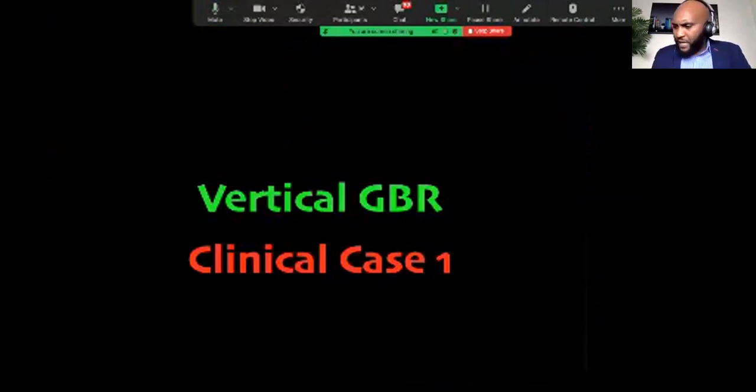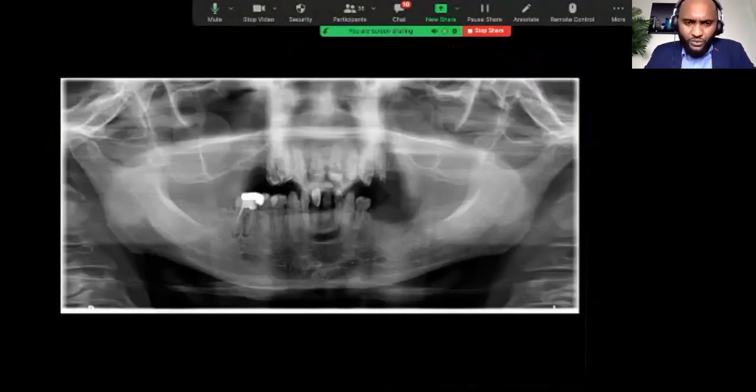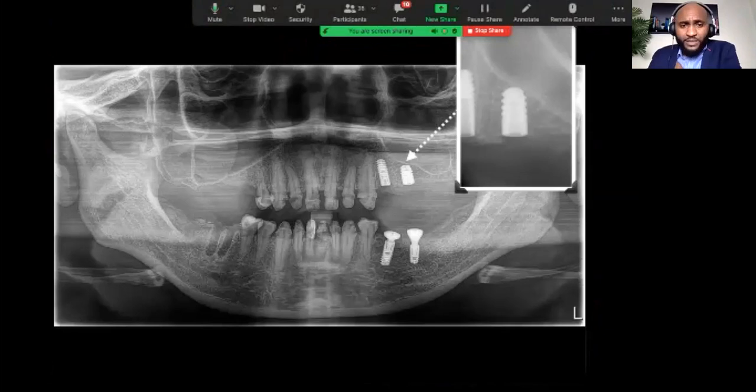Now, like I said, I'm not going to dwell a lot on vertical regeneration, but I'll just show you one case here of a patient who required implants, and what was of importance to us was the upper jaw. You can see the amount of pneumatization, and look at that. On the left, we could dodge with short implants, but on the right, that's not possible. So what do we do?